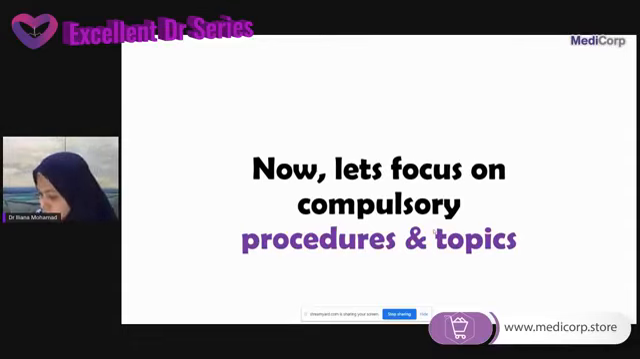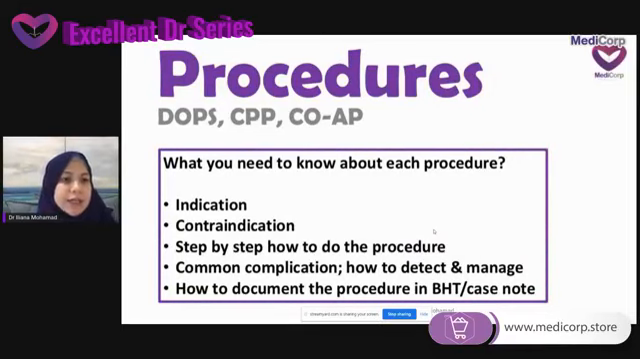Regarding procedures, before we go to the list of procedures that you need to know, again we have DOPS, directly observed procedural skill. Why do we call it DOPS? Because before you get tagged, somebody will need to directly observe you doing this procedure and ensure that you can do it correctly. Usually after you pass DOPS, then only you can get tagged off. That is part of your off-tag assessment.